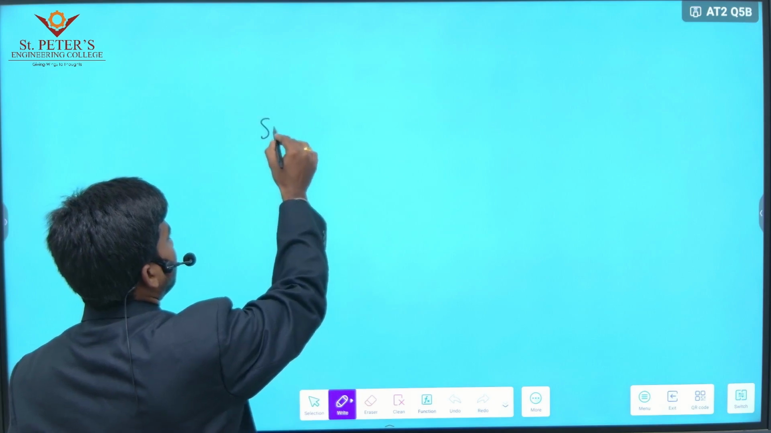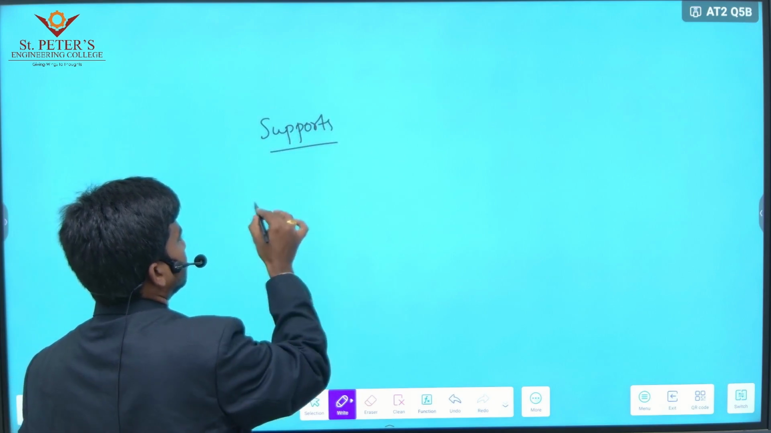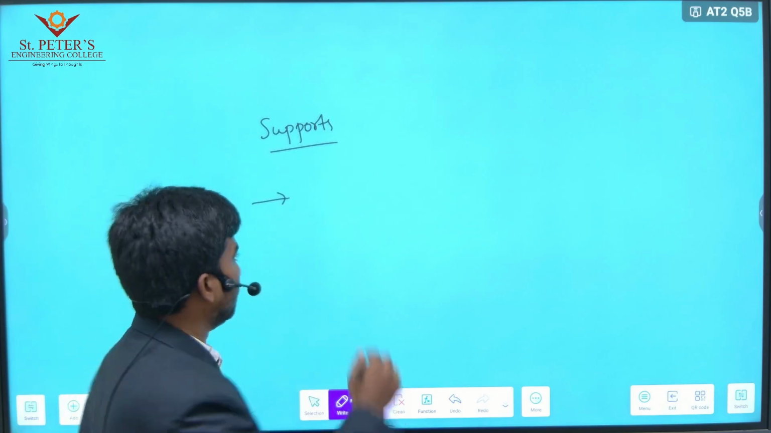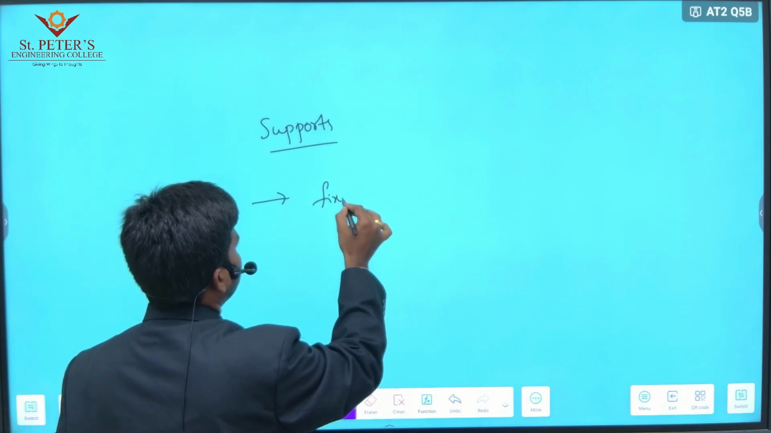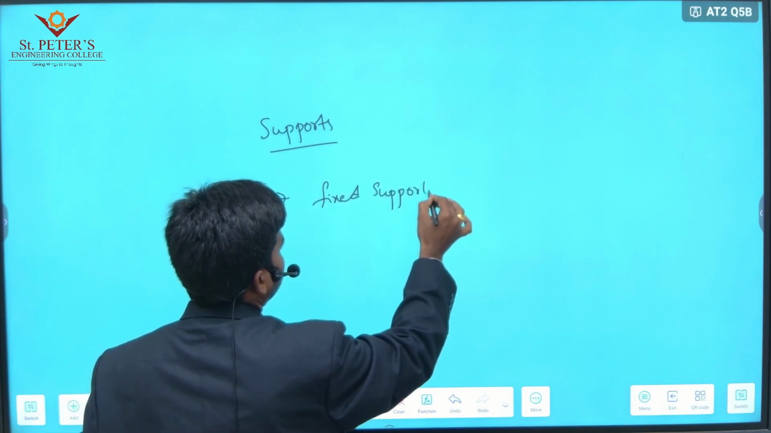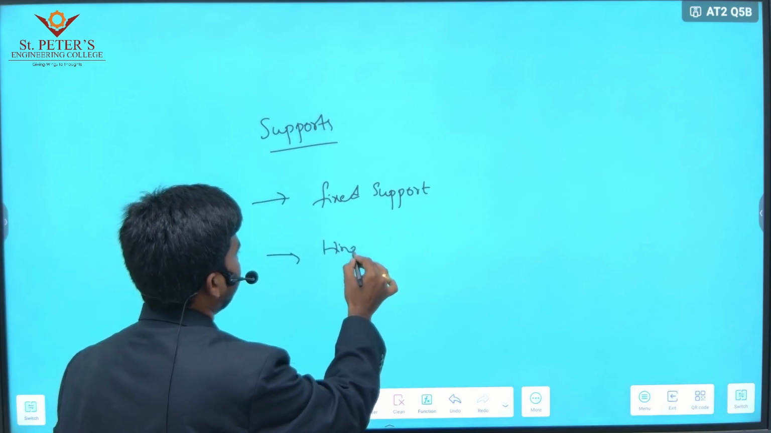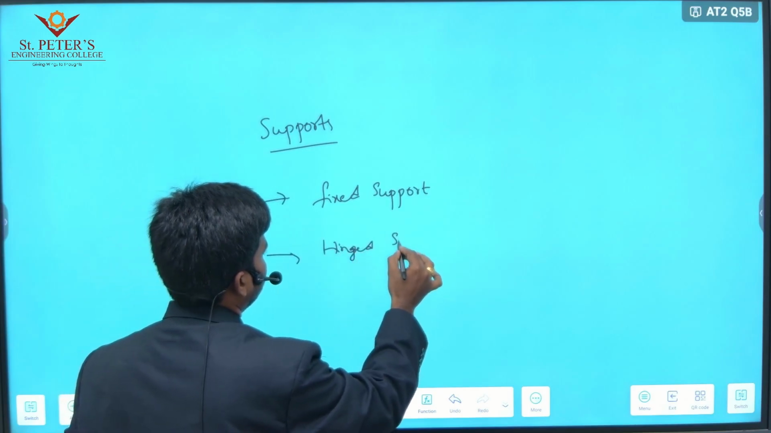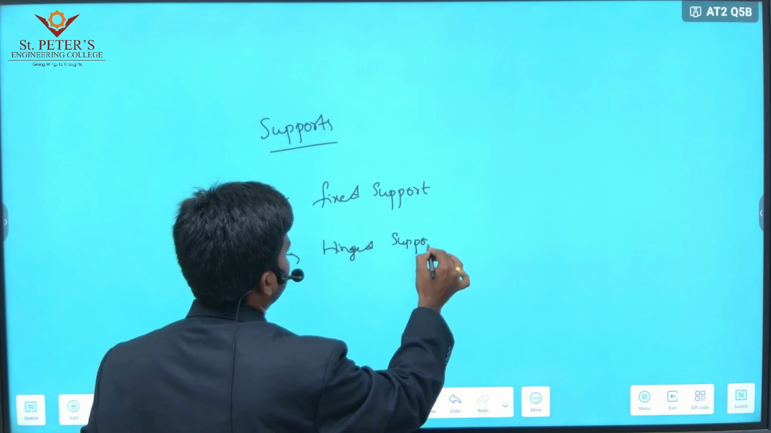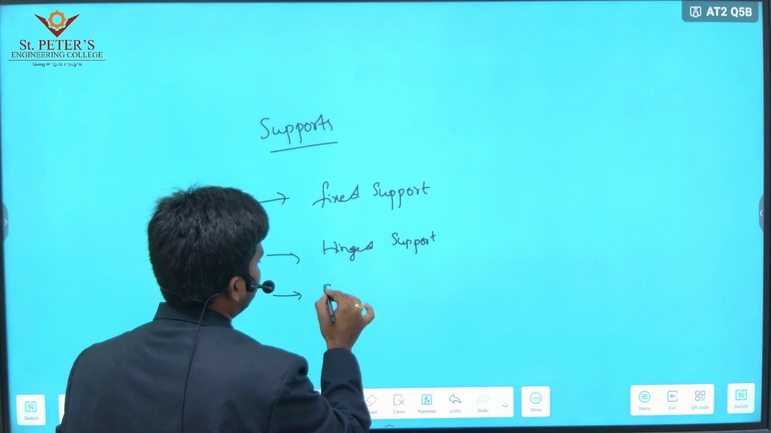So coming to supports. There are three supports: fixed support, second one is hinged, and third one is roller support.